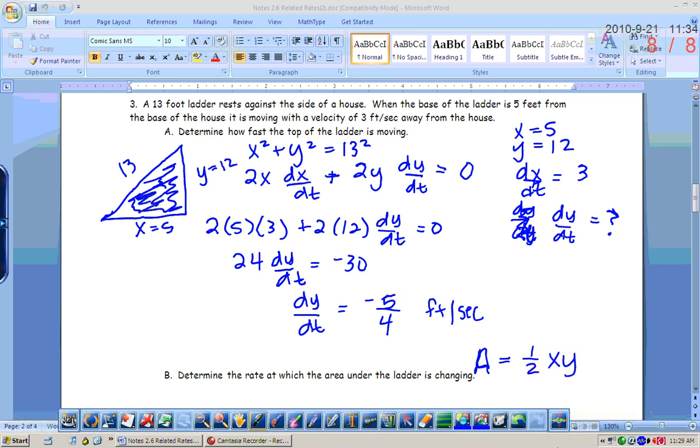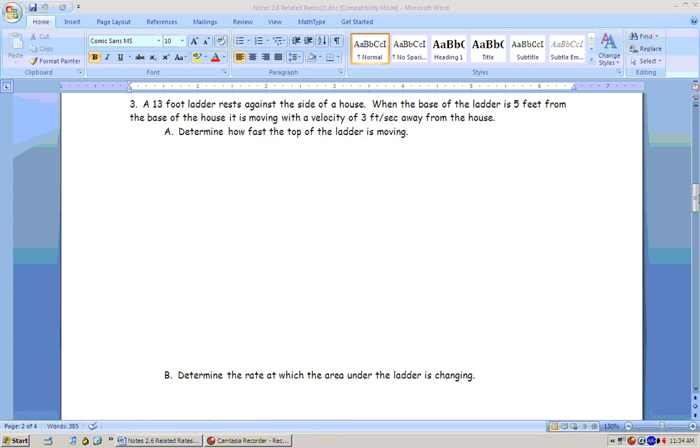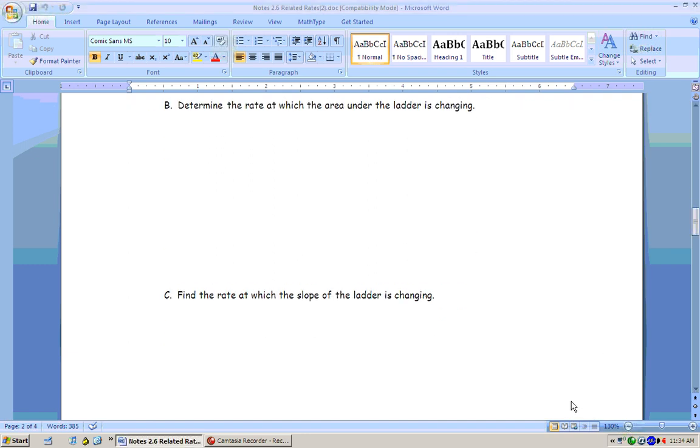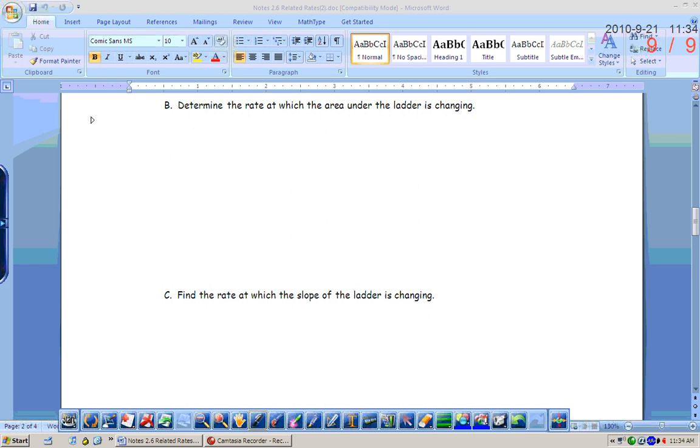So when I take the derivative, let me get some more room here. Go ahead and take the derivative. What do we have to do to take that derivative? Product rule. So dA/dt equals 1/2 y dx/dt plus 1/2 x dy/dt.